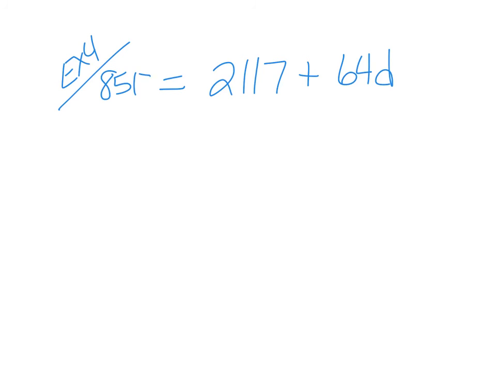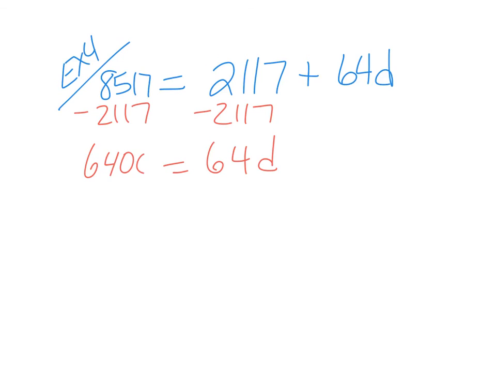So that's what we put on the outside. Now we just solve it. So what's the first thing I'm going to move? Minus 2,117. Very good. Okay. So what's 8,517 minus 2,117? 6,400. Very good. Then we're going to do what to get the d by itself? Divide by 64 on both sides.